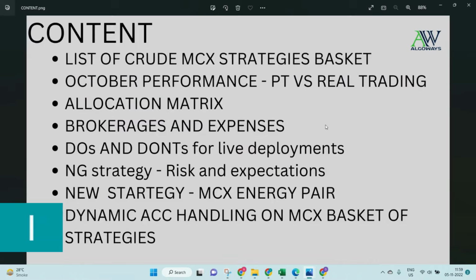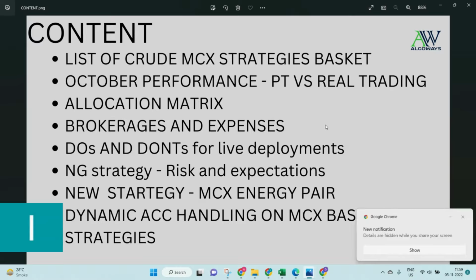First of all, I'll give a brief of all the strategies which are available right now with Algoways, the complete strategy basket. Then we will go on to discuss the October month's performance. And of course, there is a lot of difference between paper trading and the live auto result. So we will see how much is that difference, why that difference is, and what are the things which we can do to reduce that difference.